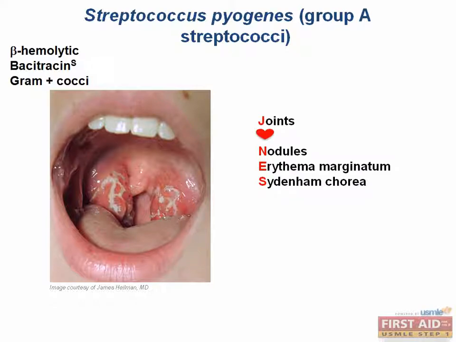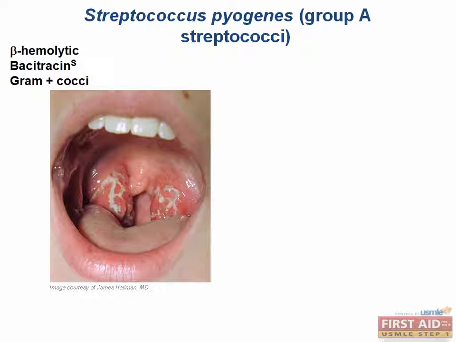Joints are affected, typically a polyarthritis. The O is represented by the heart, which signifies carditis. Remember, this can be endocarditis, myocarditis, or epicarditis. Any layer of the heart can be affected. Nodules can form, which are typically subcutaneous. Erythema marginatum and Sydenham chorea.